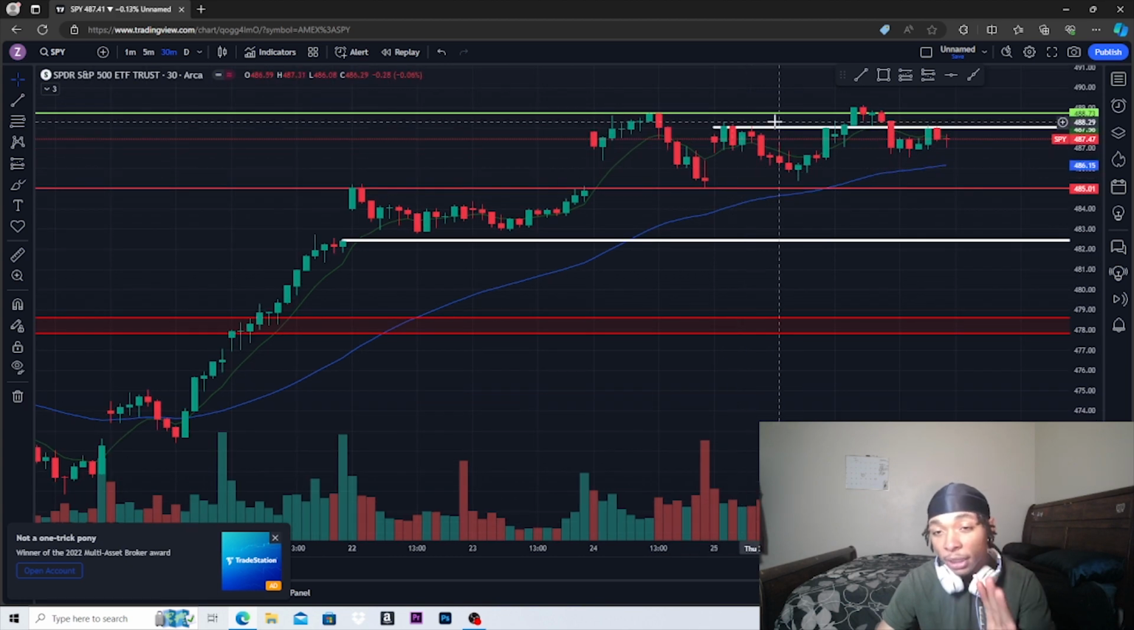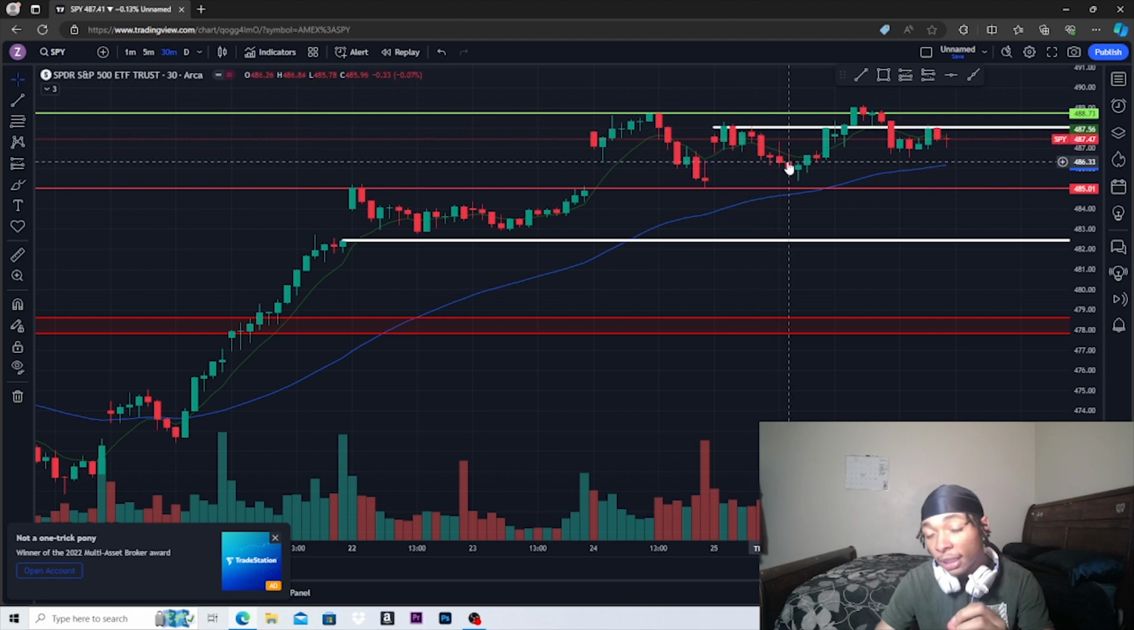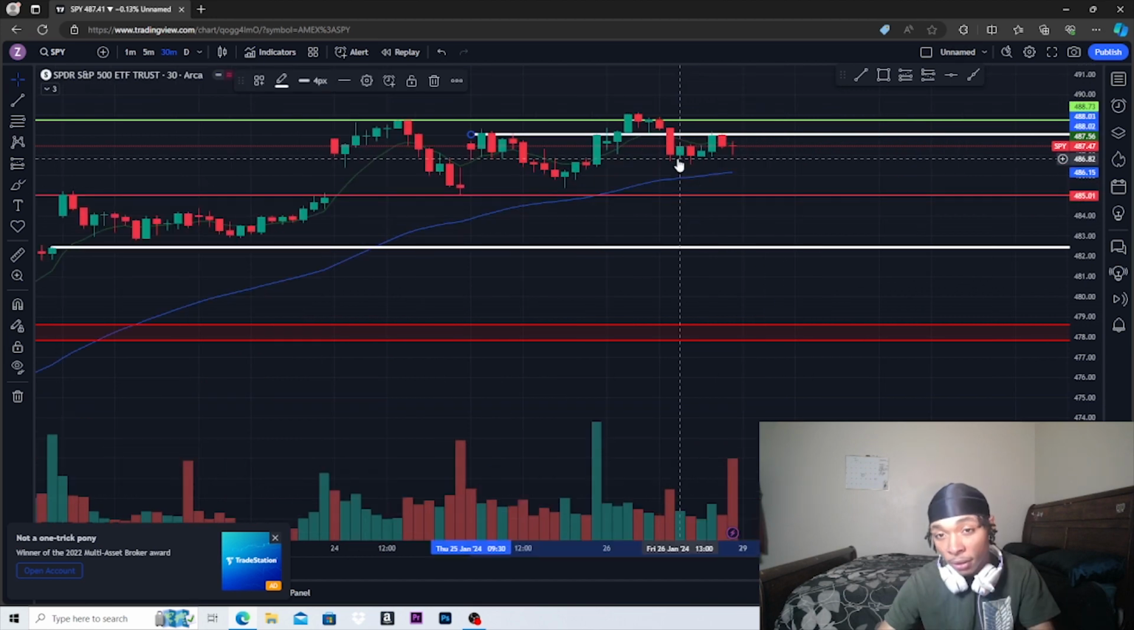Every time something gaps up, right, it tends to do a gap close. We can see it here. It gapped up. That day, it attempted to come right back down and close this gap right here, right?